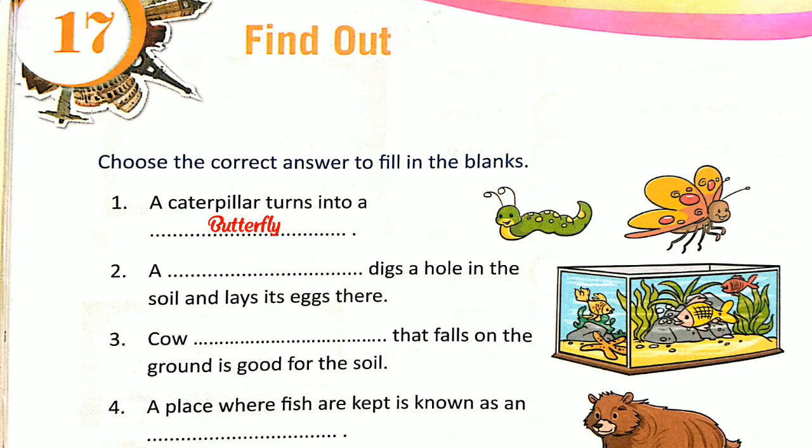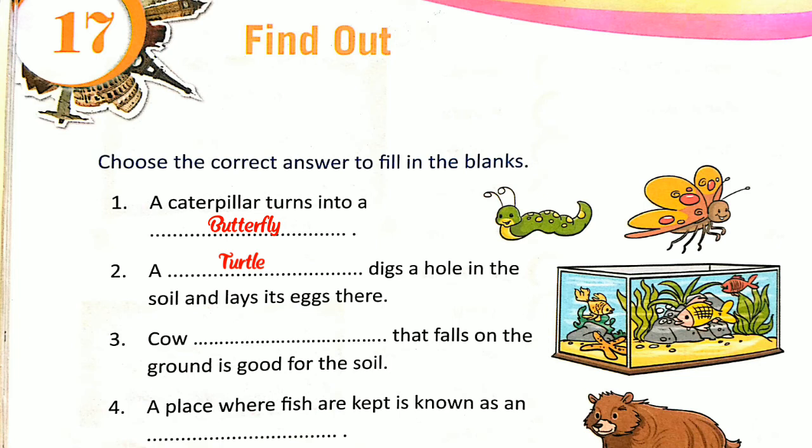Then number 2, a blank digs a hole in the soil and lays its eggs there. Who lays eggs and digs a hole in the ground? It's a turtle. A turtle digs a hole in the soil and lays its eggs there.